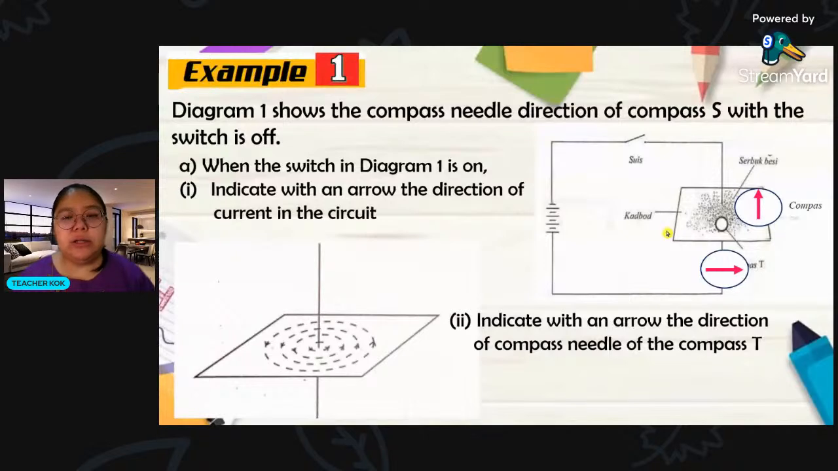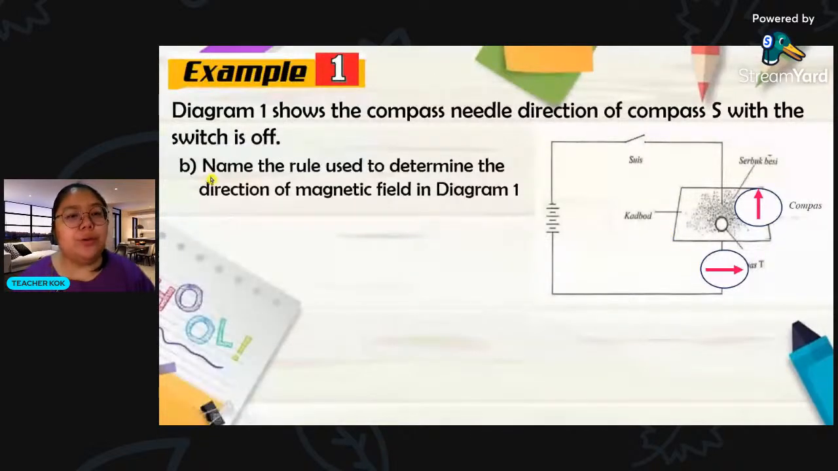Okay, continue the same question. B, name the rule we use to determine the direction of the magnetic field. Just now you gave me the answer anti-clockwise. What rule did you use to find it? Anybody here can answer me what rule you use? You must know the name. Not only the answer, you must know the name of the rule you use. Okay, what's the answer?